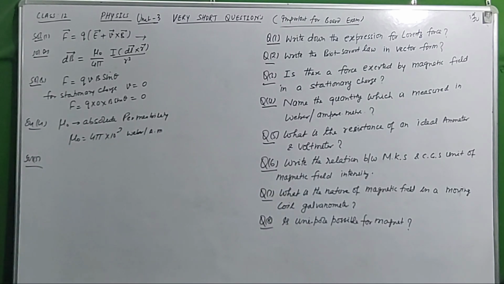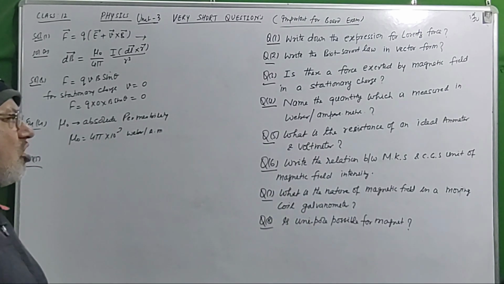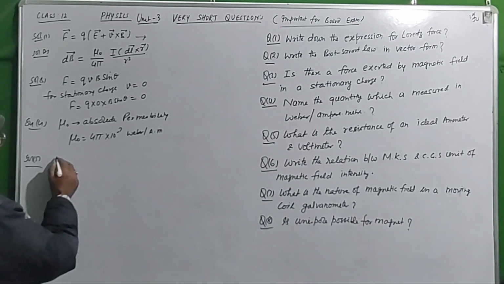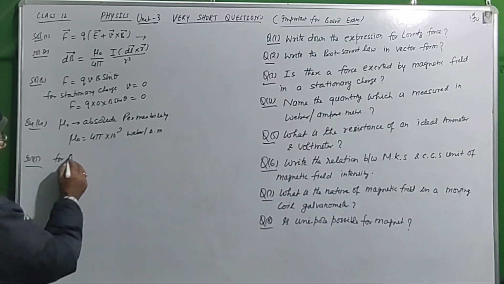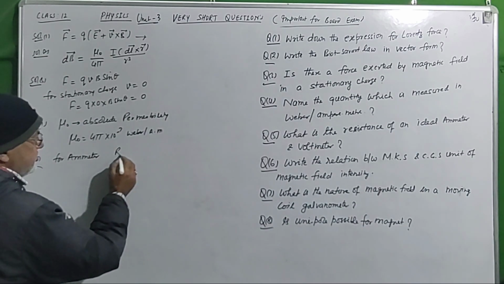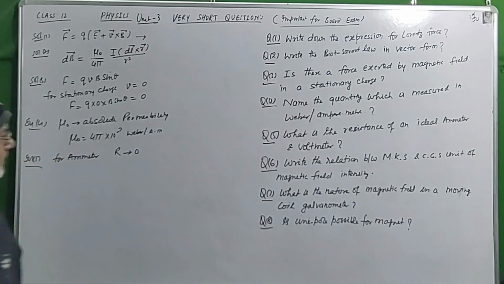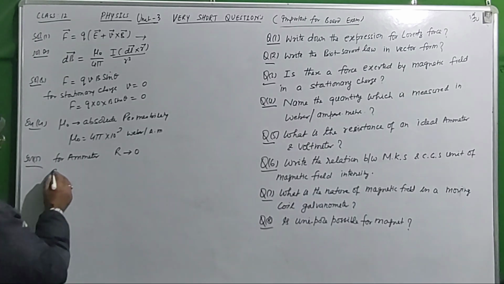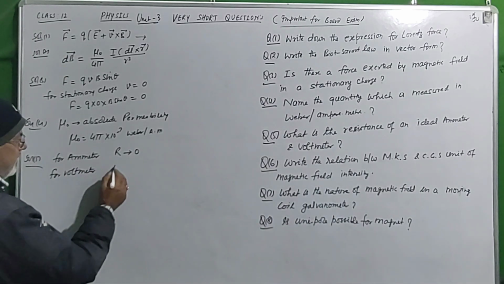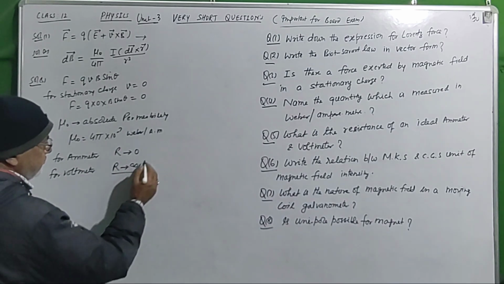Question number 5. What is the resistance of an ideal ammeter and voltmeter? For an ideal ammeter, resistance is 0. Means minimum resistance. The minimum resistance is 0. Or for a voltmeter, resistance is infinite.